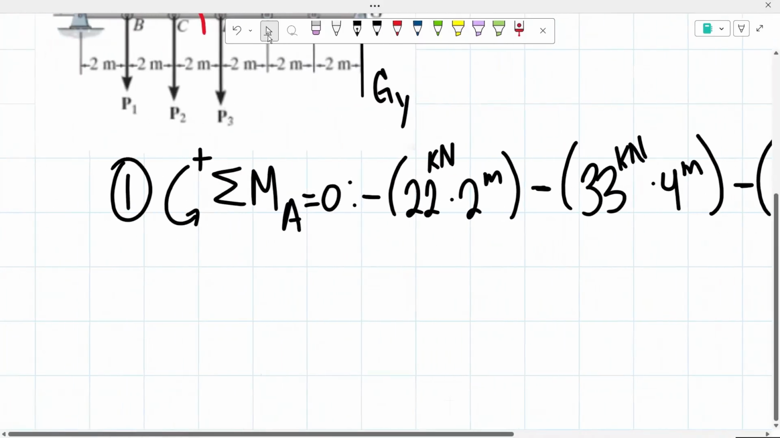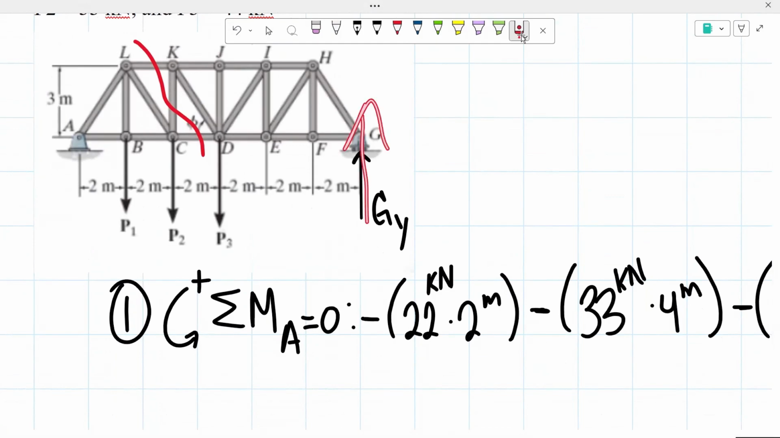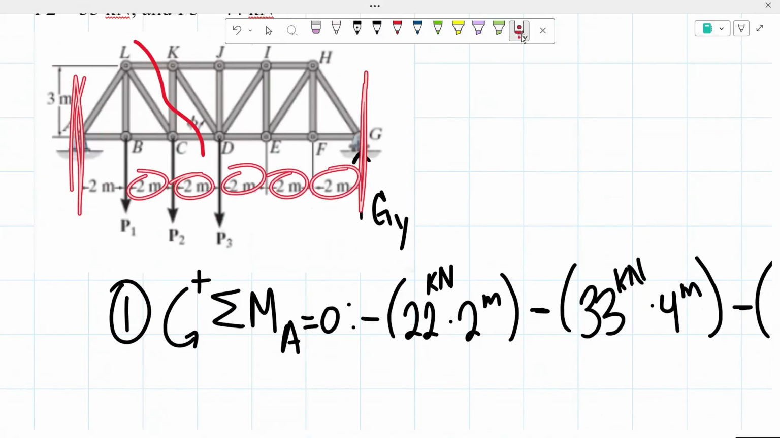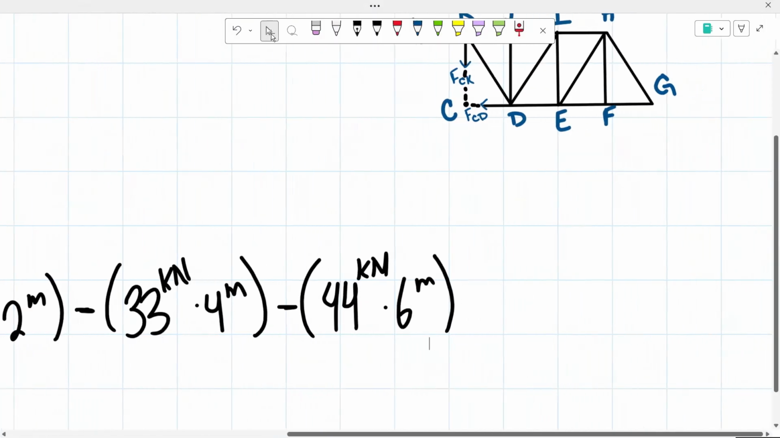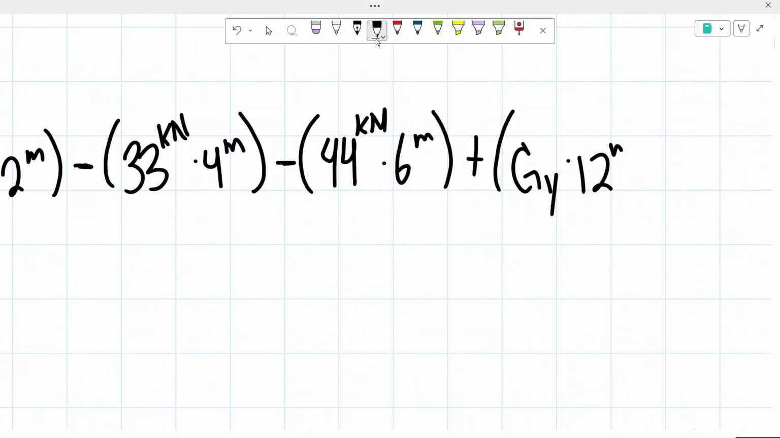And then our last force would be our G sub y. I assume that it's going to be heading upwards. Since it's upwards and to the right of the point, we know it's going to be creating that counterclockwise moment, meaning a positive moment with a force of, that's what we're trying to determine, and a distance of from here to here, 2, 4, 6, 8, 10, 12, with a distance of 12 meters. So positive moment, force G sub y times a distance of 12 meters. And we know that all of that has to equal 0.